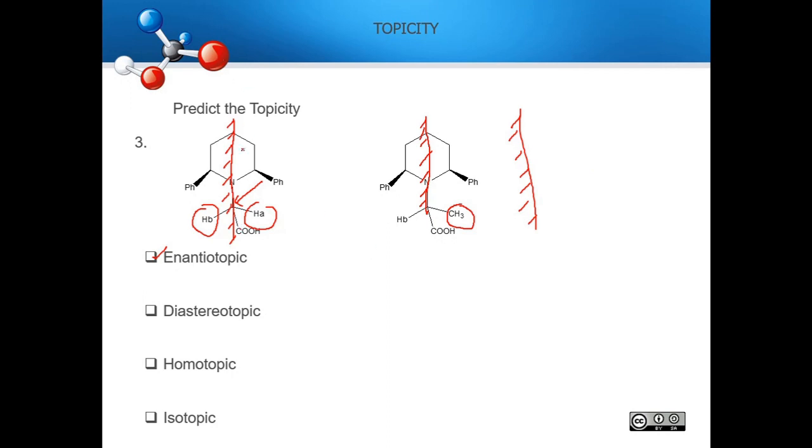But initially it has a mirror plane, it is a meso. But once one of the hydrogens is removed and replaced with a ligand, it becomes a pair of enantiomers and it is optically active. Therefore these two hydrogens are enantiotopic in nature. Yes, you can see here.